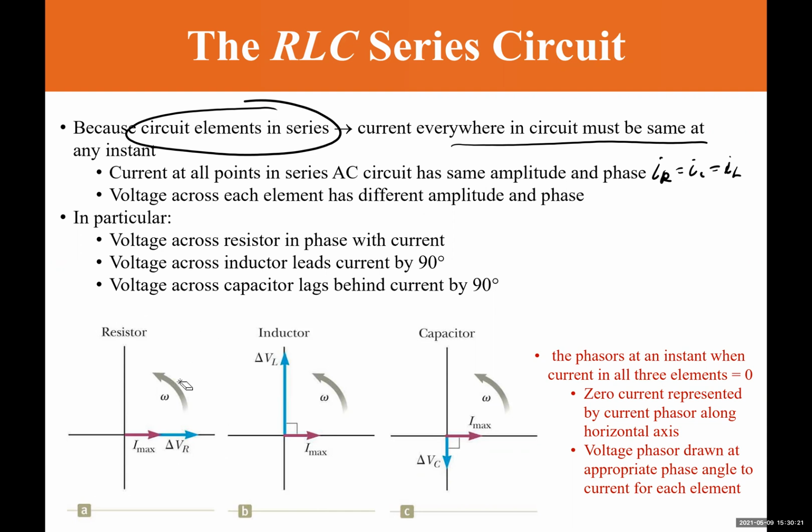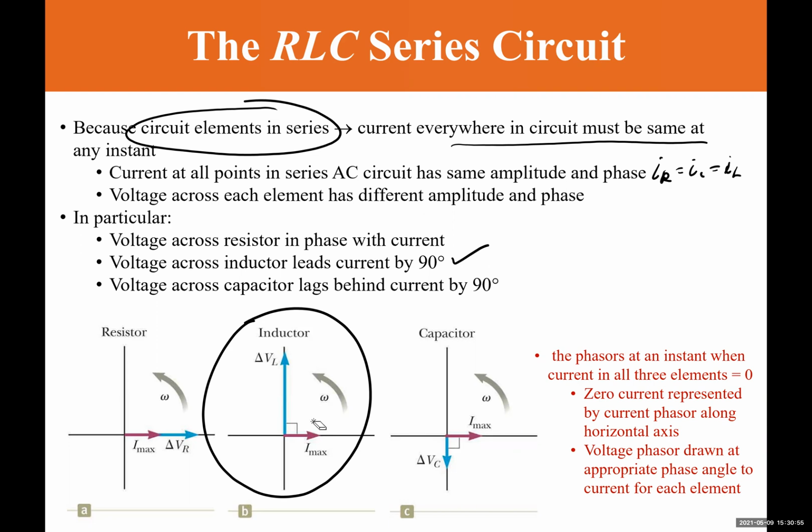For the inductor, what we can see here is the inductor voltage is ahead of the current by 90 degrees. The voltage across the inductor leads the current by 90 degrees. And we have seen this already in a previous slide, where we derived this: the current is lagging by 90 degrees. That means if the current is always going to be in a positive x direction, then the voltage across the inductor will always be 90 degrees ahead of it, or pi over 2.